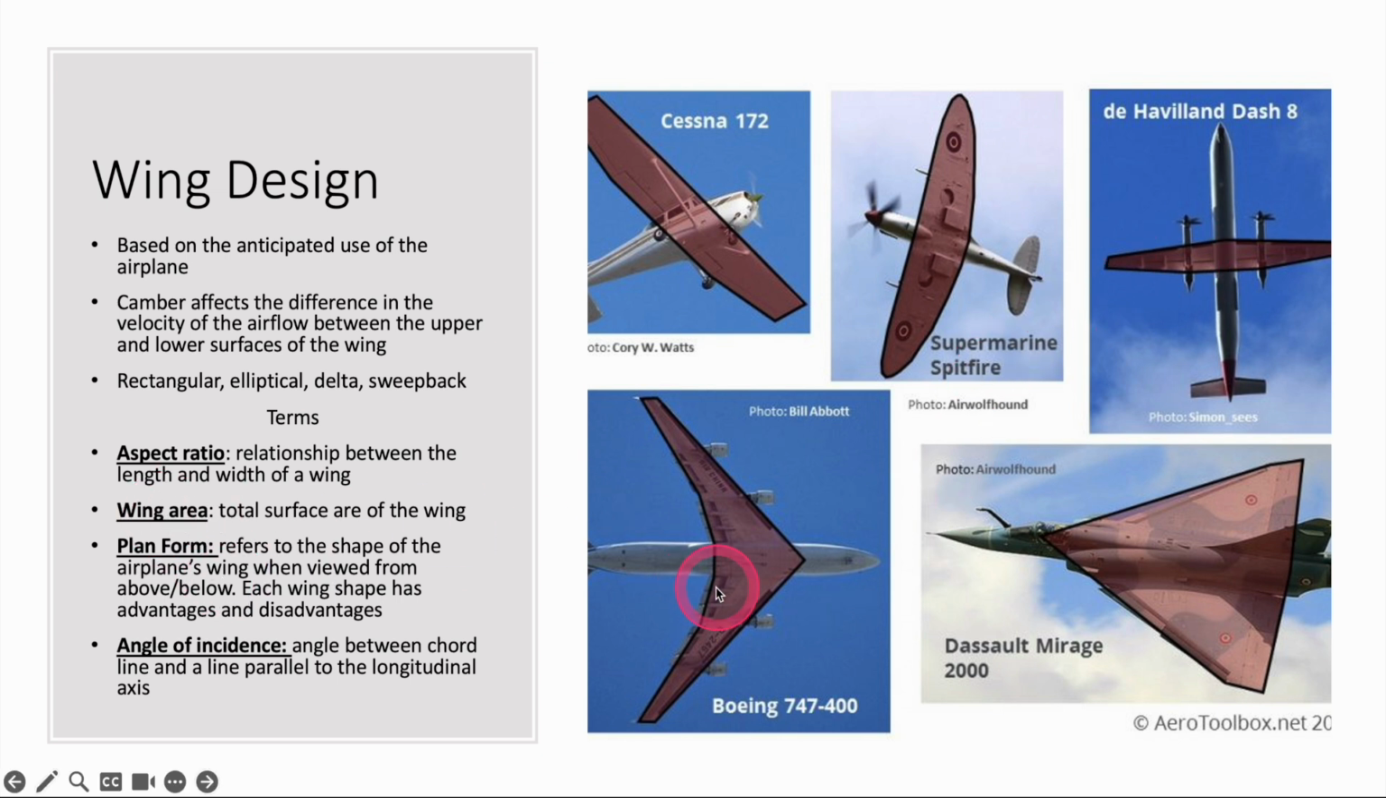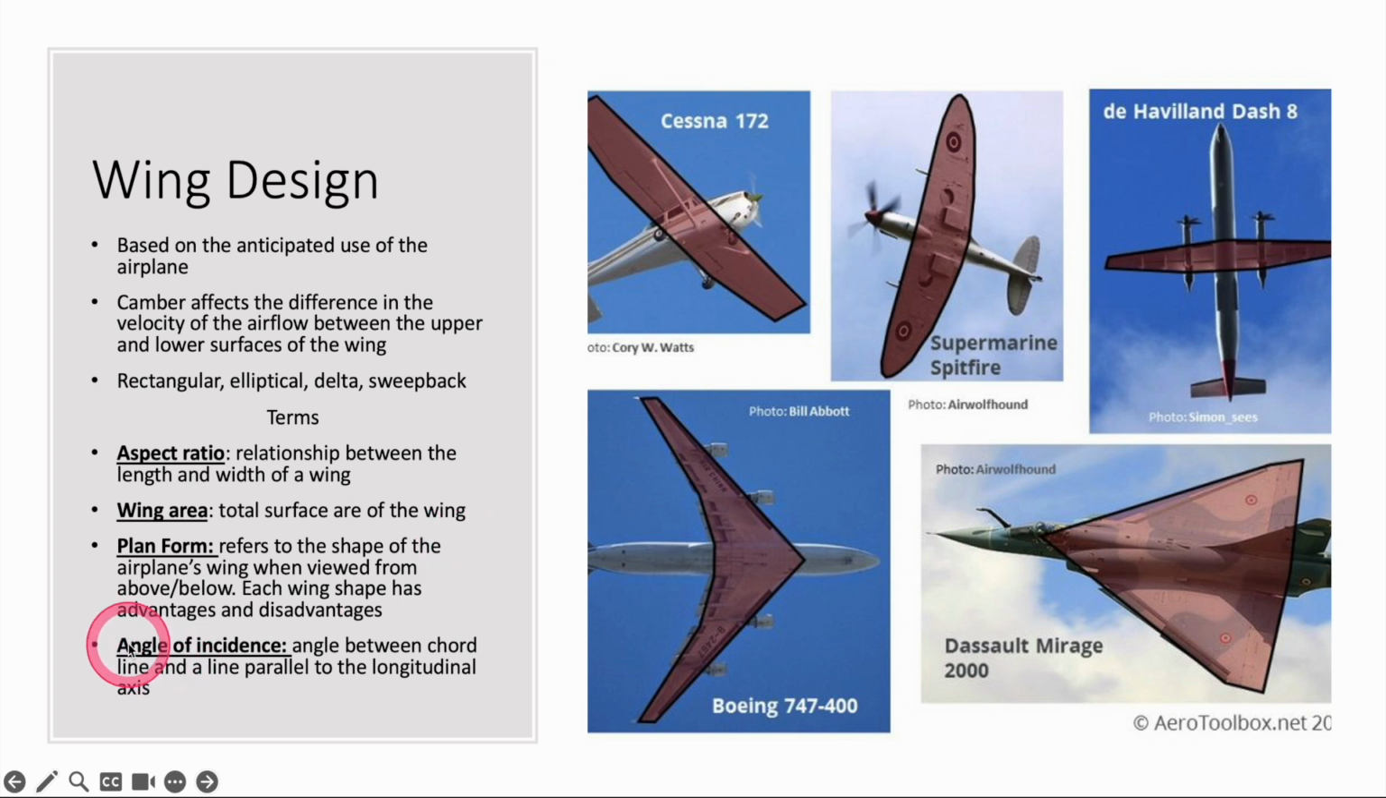Wing area, pretty straightforward. What's the surface area total of that wing? And then planform is the basic shape, which is what you see right here. So if you were to look at an aircraft from either above or below, what's the general shape that that wing makes? That's referring to your planform.